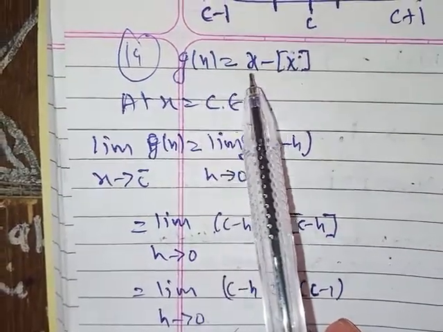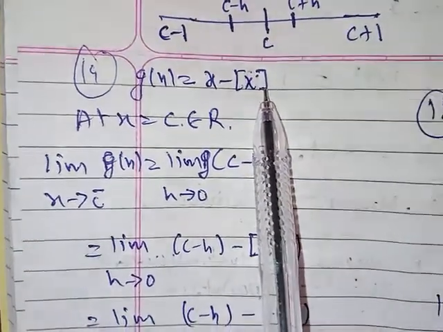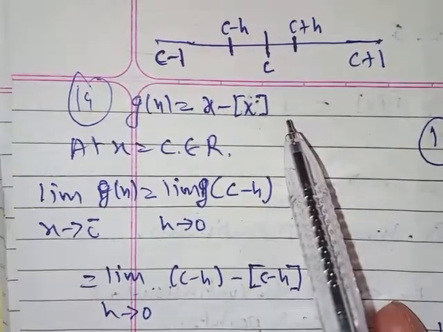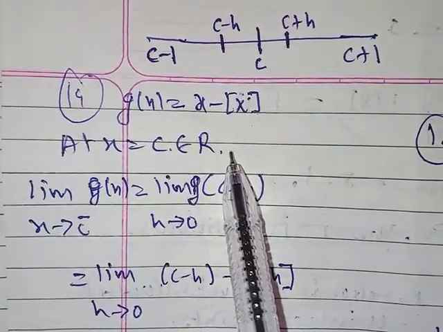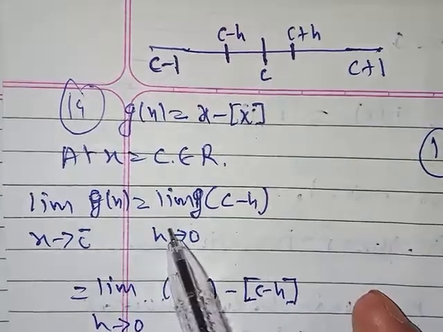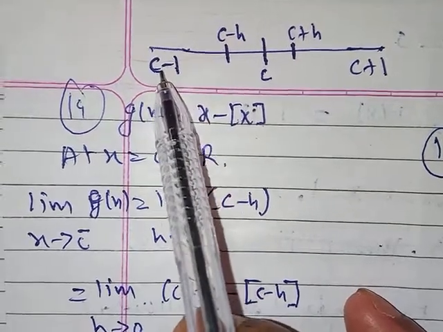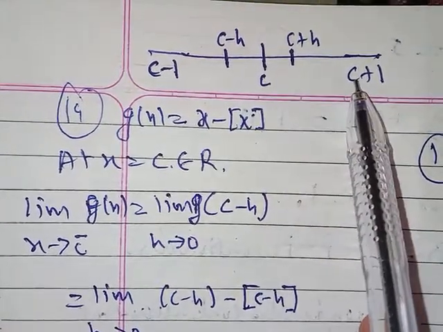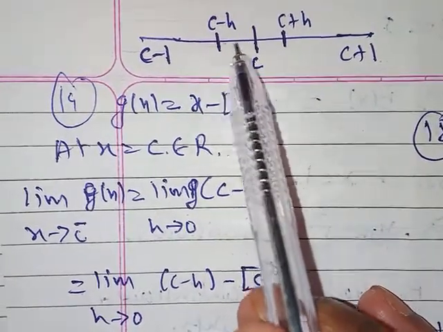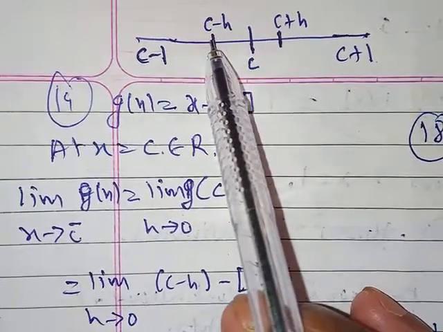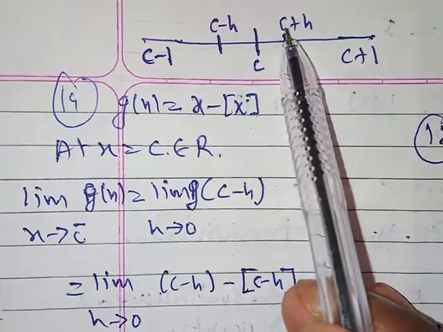g(x) is equal to x minus the greatest integer less than or equal to x. Let's talk about this. What is its value? Let's check it at x is equal to c, where c belongs to R. First let me see whether the function is defined at c. What is the left hand side of c? It is c minus 1, and the right hand side becomes c plus 1. Now we talk about a very small interval, say h. Very close to c, it will become c minus h, and the right hand side it will become c plus h.